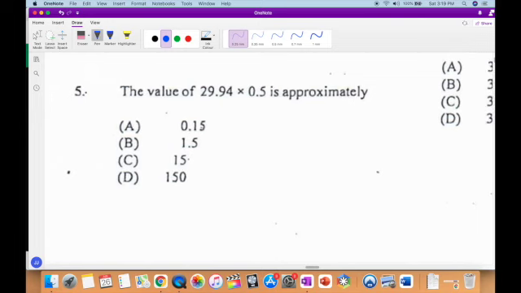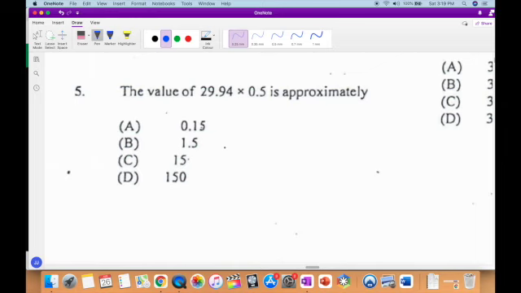29.94 divided by 0.5 is approximately. Now, how I would think about this, you don't really even need to get into any calculations. This is a little bit of common sense, and sometimes it's hard to find your common sense when you're in the middle of an exam. Because in the middle of an exam, your brain is all thinking complicated, and you're thinking, oh, this is some kind of a calculation.